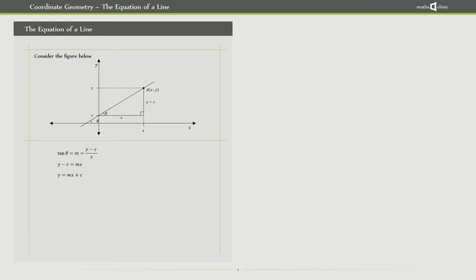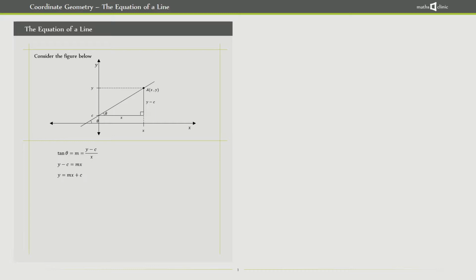Okay, so let's say I have a line, and I'm given the gradient m and I'm given the intercept c. If I'm told that the x value of a point on that line is 2, using this formula I can find the corresponding y value.